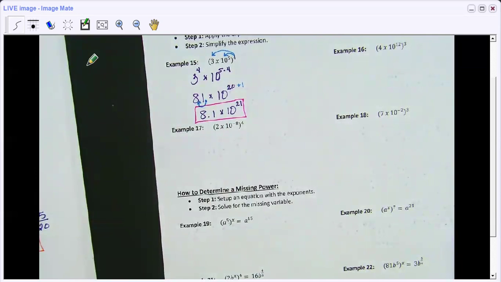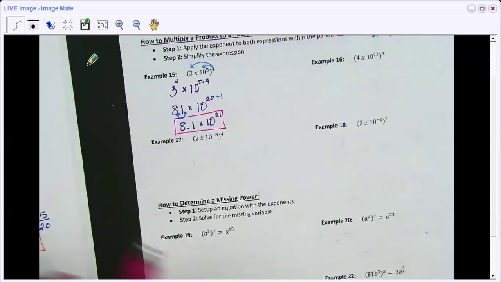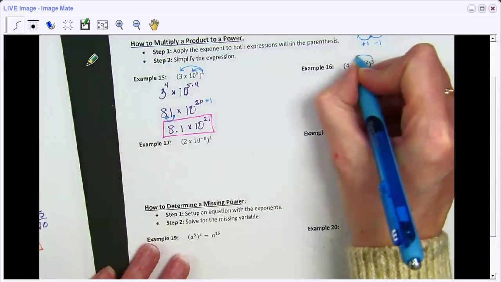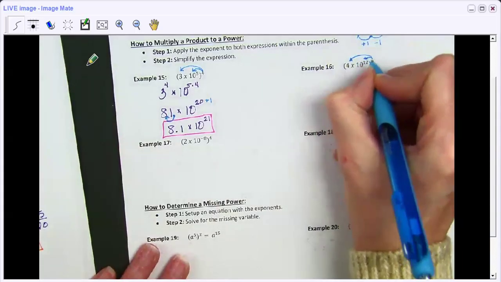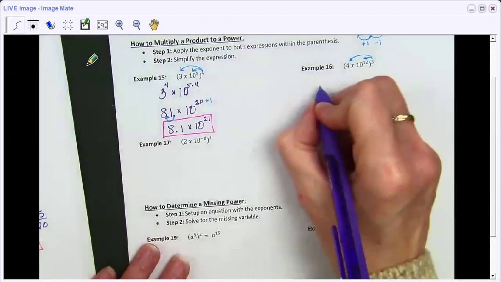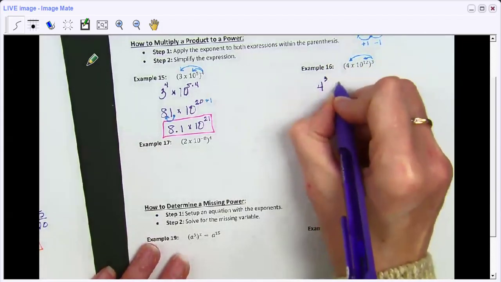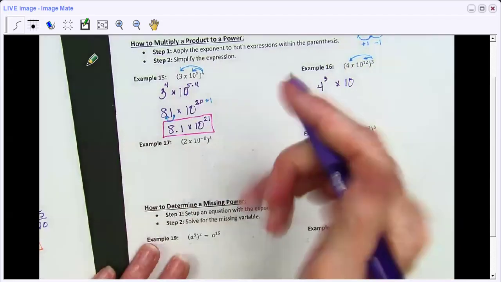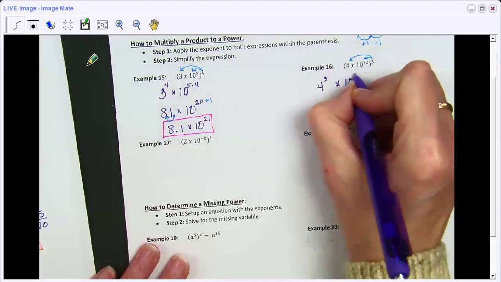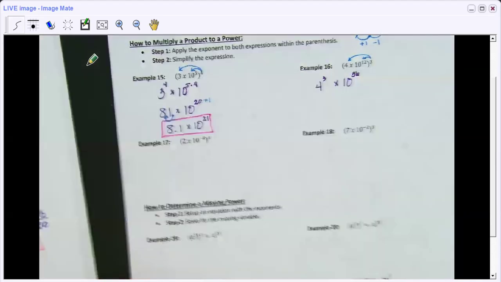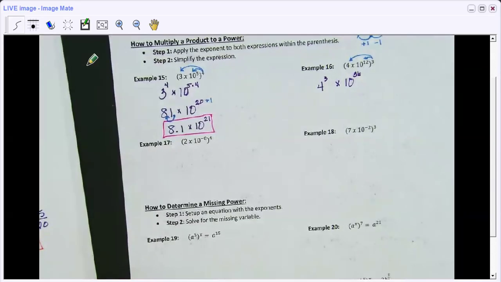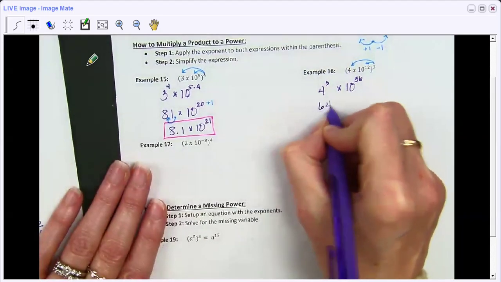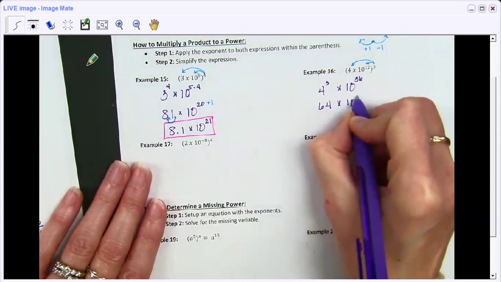Great. Let's go to example 16. Start at the first step. We're going to apply our exponent to both the 4 and the power of 10. So we have 4 to the power of 3 times 10 to the power of, and I'm just going to skip this first step, 12 times 3 is 36. What is 4 to the power of 3? 64 times 10 to the power of 36.